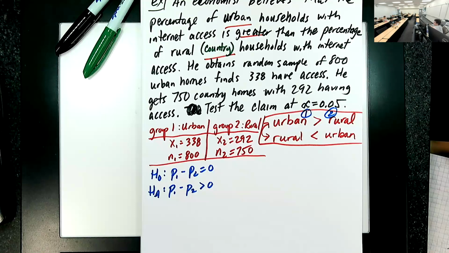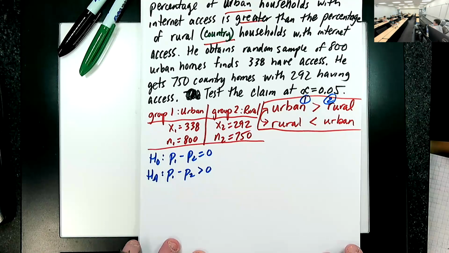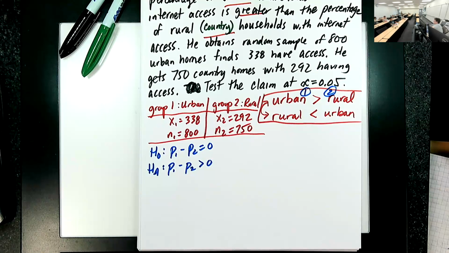So urban is H naught, and then rural is HA. No. H naught and HA are not two different groups, they're two different hypotheses. The groups are P1 and P2. P1 is urban, P2 is country. Oh, okay.